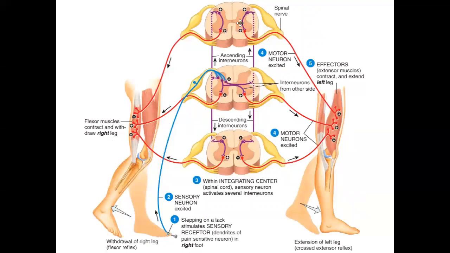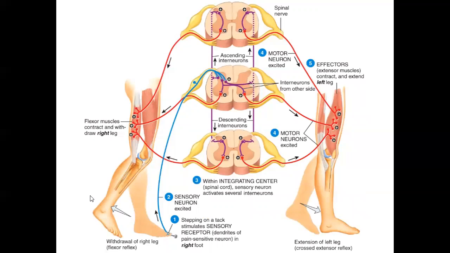From the middle part across to the right side is the cross extensor reflex. Okay. So we'll just start where we started just a second ago. Stepping on the tack stimulates receptors in the toe, and the signal comes up and into the spinal cord. It goes up, it goes down, and signals go back out to that same leg, to the flexor muscles, the hamstrings, and you withdraw the leg.